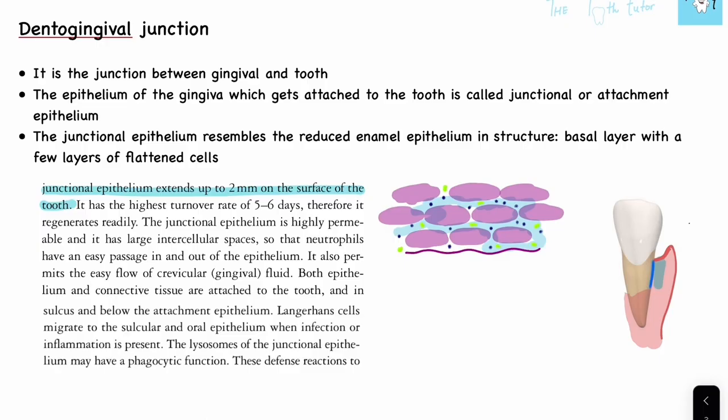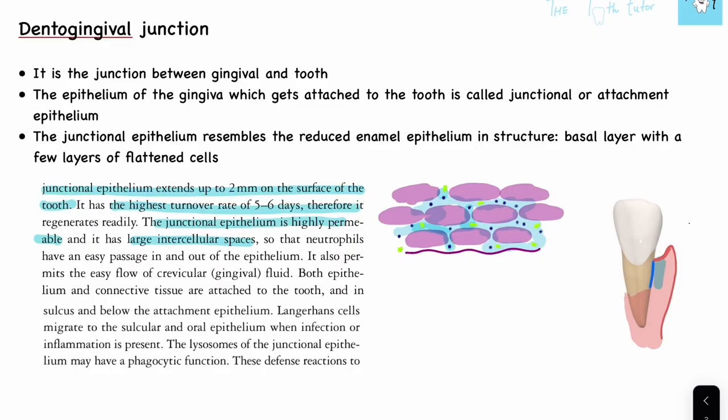It has the highest turnover rate, of 5 to 6 days. So it regenerates very readily, it gets produced very fast. The junctional epithelium is also highly permeable. Why? Because it has large intercellular spaces between the cells. You see this white space, these are the intercellular spaces, and they are huge.